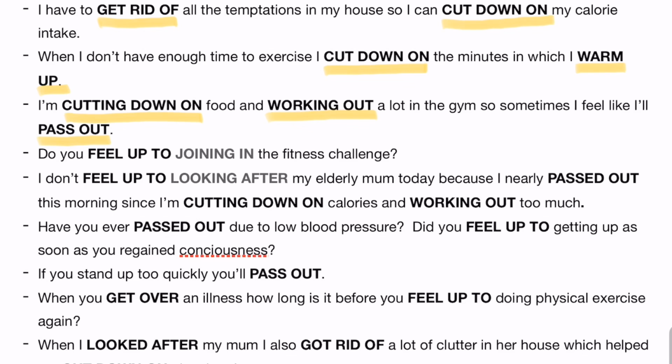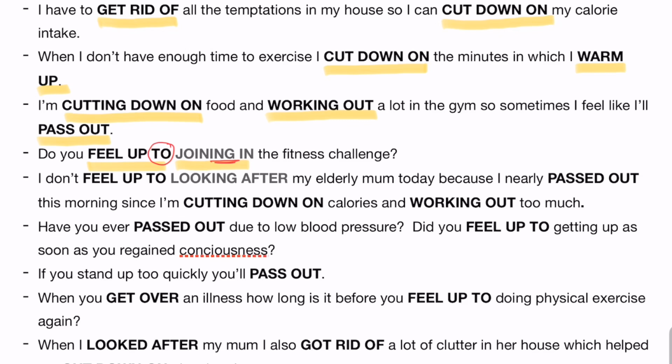Do you feel up to joining in the fitness challenge? Feel up to means do you think you have the strength, the energy to join the fitness challenge? And in this case, "to" is a preposition, and that's why the ing form is used in the following verb.